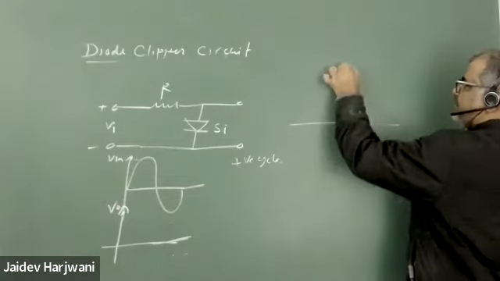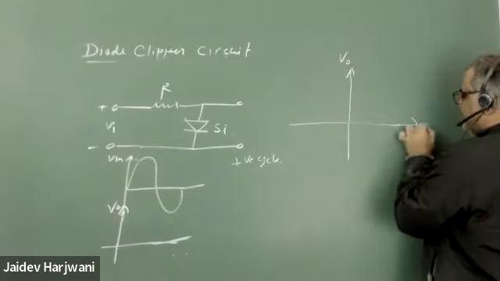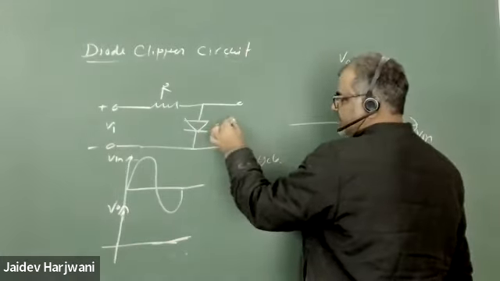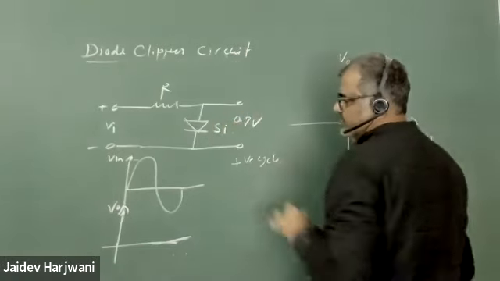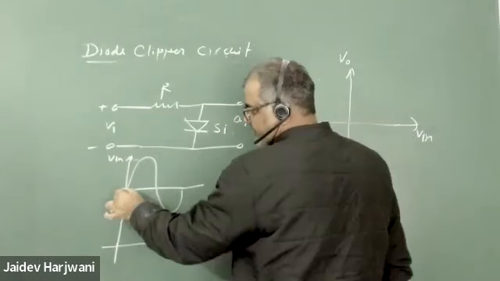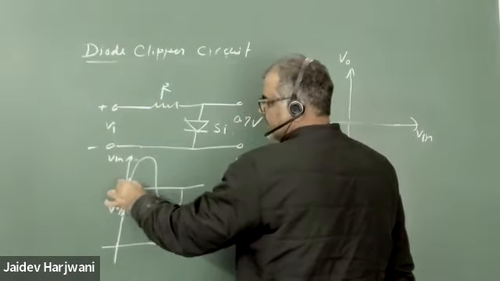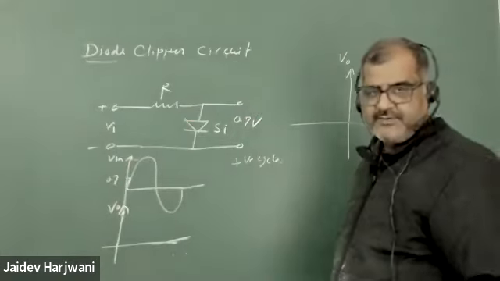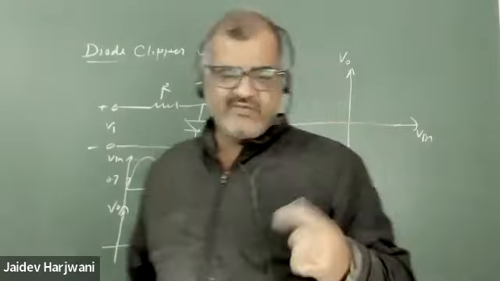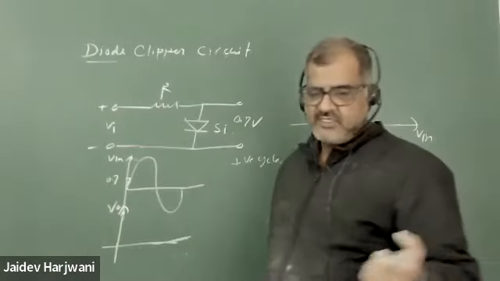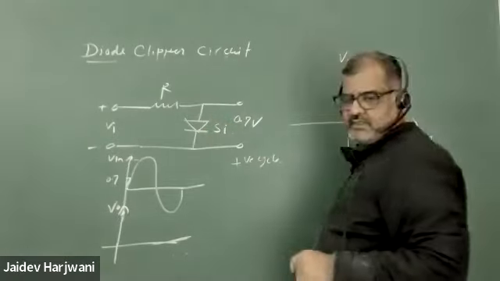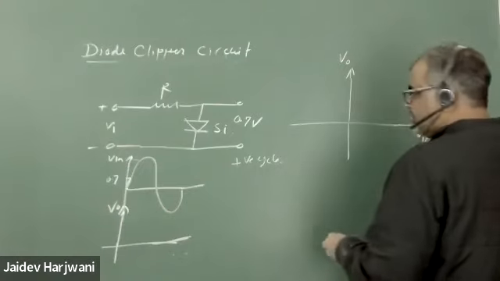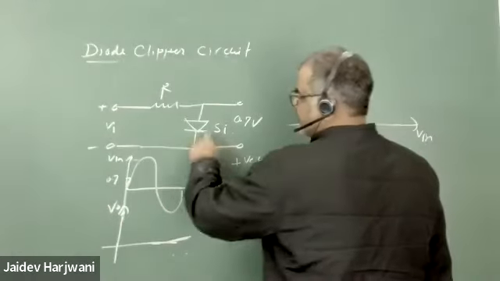So this is my V output. This is my V input. Now this diode requires 0.7 volt. So until I'm giving voltage V input less than 0.7 volt, this diode will be in reverse bias. This will not conduct because the minimum voltage it requires is 0.7. Yes or no? Yes sir. So until you have 0.7 volt, this will be open, so no current flows.